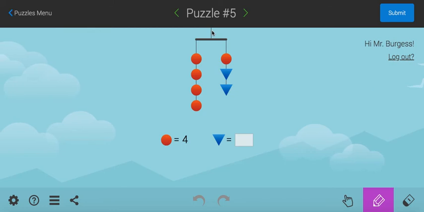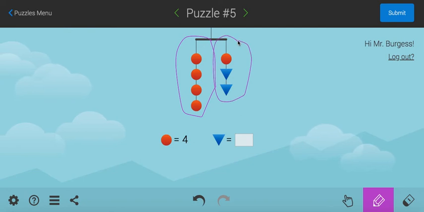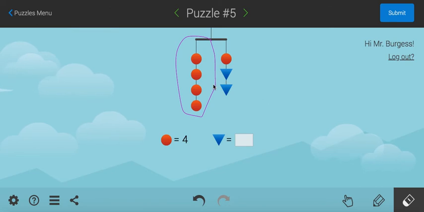So a refresher, we know that the left side of our scale must equal the right side. Okay? So when I'm looking at this, I'm looking for similarities. I don't know, for example, what these blue triangles weigh, but I know it tells me the red circle is worth 4. Okay? If I was to write an equation for each side of this balance, it would look something like this.